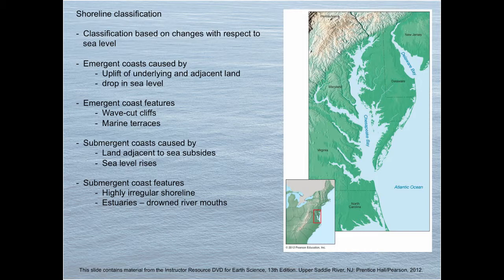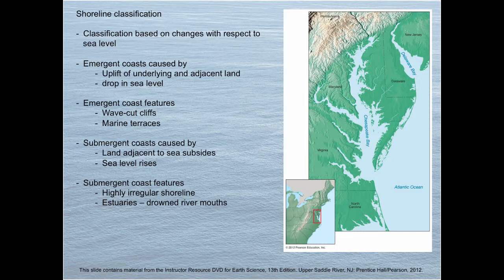Shorelines can be classified in a number of ways. Classification can be based on changes with respect to sea level. Emergent coasts are generally near areas of uplift of underlying and adjacent land, or areas where sea level has been dropping or declining. Emergent coast features are typically wave-cut cliffs and marine terraces. So emergent coastlines are, you can imagine, more of an active tectonic margin type of thing. The western United States is where you'd find most emergent coasts.